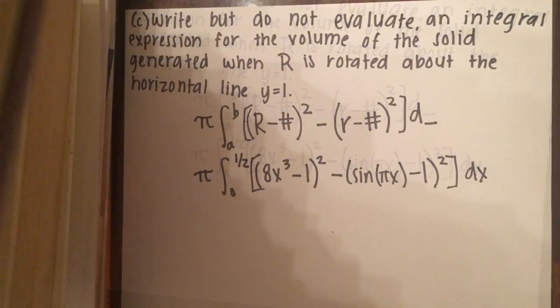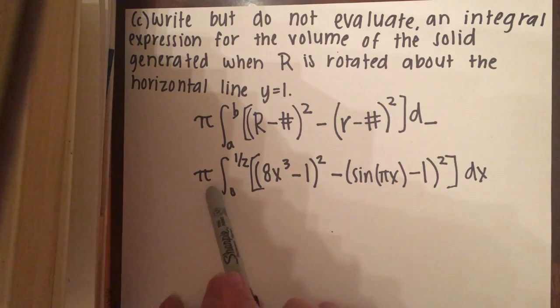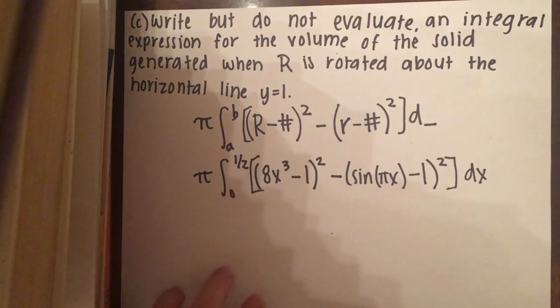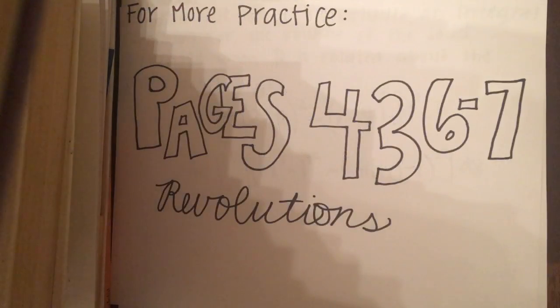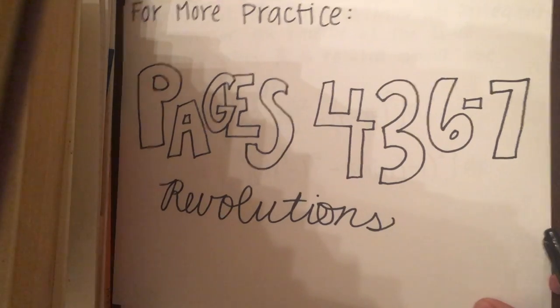dx. This problem is worth 3 points, they're giving you 1 point for the limits and constants, so they're looking for this pi out front and also the interval that you're using, and then, of course, also just this entire integrand. For more practice on revolutions, you can visit pages 436 and 437 in our book. There's plenty of problems to work with.